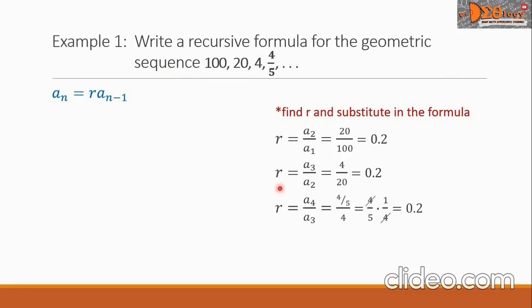Now, using the value of r, we will substitute in our recursive formula. So we will have now a sub n equals 0.2 times the previous term denoted by a sub n minus 1. This is our final answer.